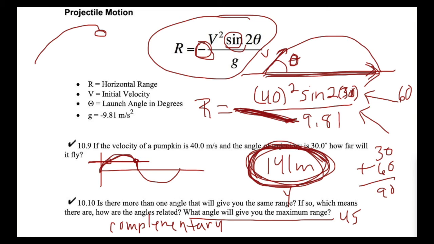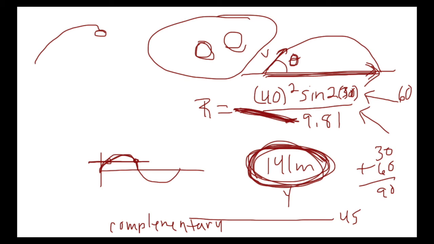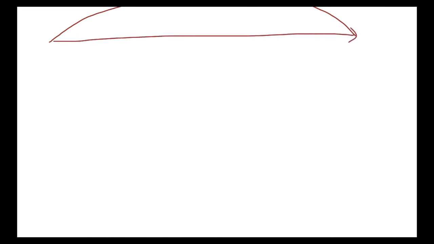Maybe I should show you something here. Let's erase all these strokes. What happens technically is, if I shoot at 30 degrees, I'm going to get a certain range here. That's 30 degrees, and I'm not going to be in the air very long. I can shoot at 60 degrees, and I'm going to be in the air a lot longer. I'm going to go way higher up in the air, but I'm going to get the exact same range.